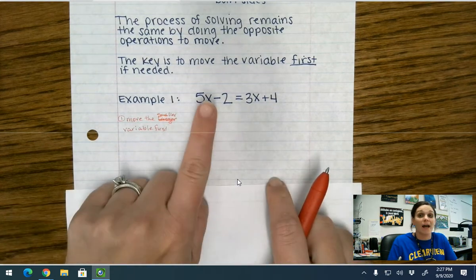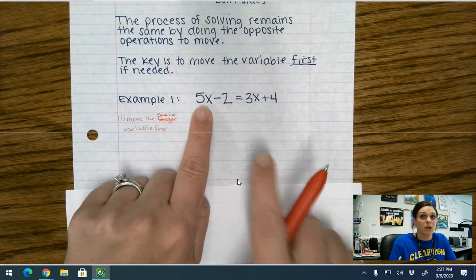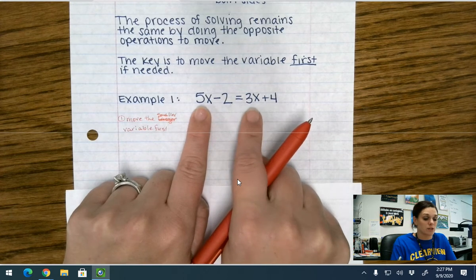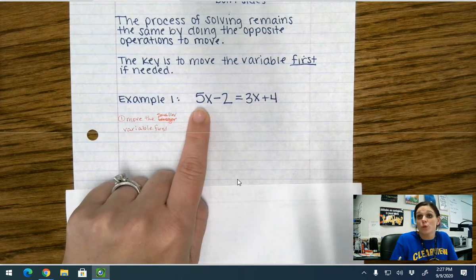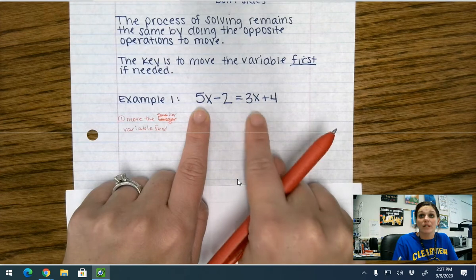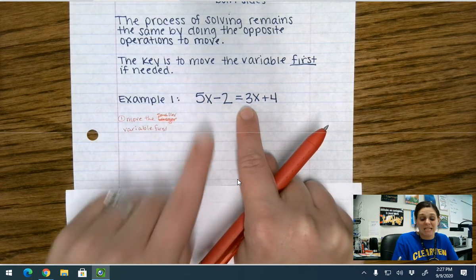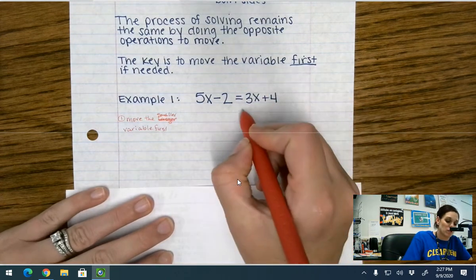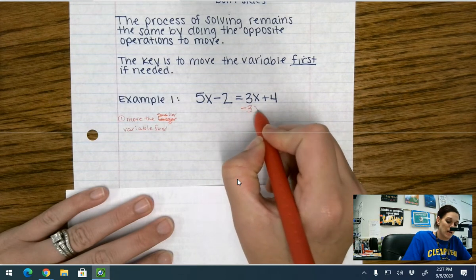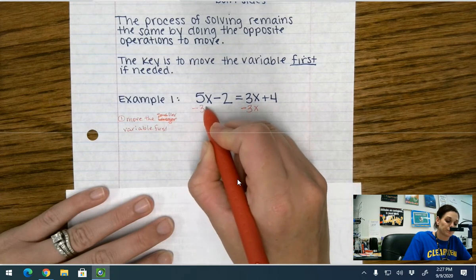So we're going to take a look. I have 5 x's on this left, and I have 3 x's on this right. So we have to ask ourselves, well, who's smaller? Well, in this case, 3 x's would be smaller. It is a positive 3x, so in order to move them, we're going to use the opposite operation. The opposite of positive is negative. So we're going to go ahead and we're going to subtract 3x from both sides.